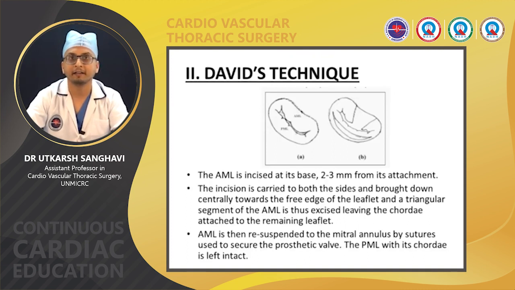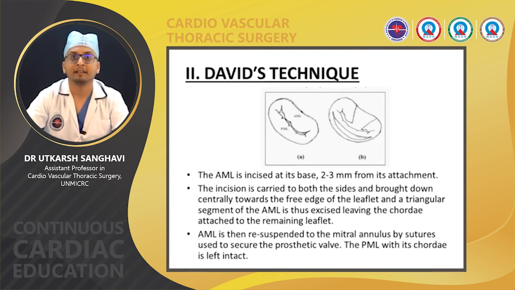Second, in 1981, Dr. David came with his technique, which is named after him, David's technique. So what is done, as you can see in the figure, the AML is incised at its base and the incision is extended on both sides 2 to 3 mm away from the attachment, towards both sides of the commissures. The incision is then extended towards the edge of the leaflet, and the triangular segment of AML is excised, leaving the chordae attached to the remaining leaflet.